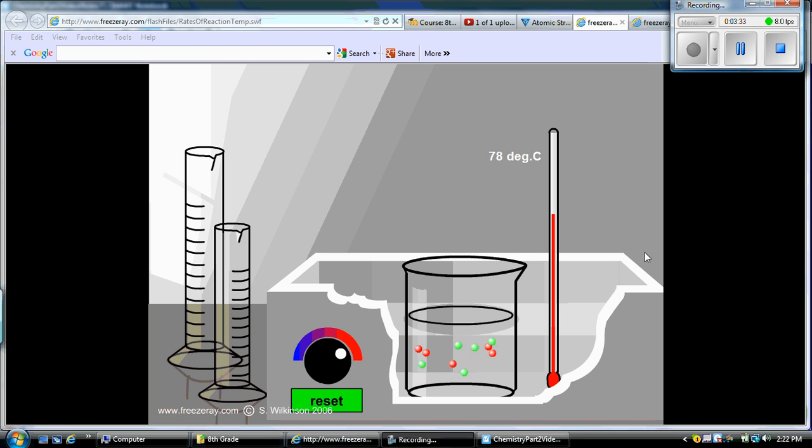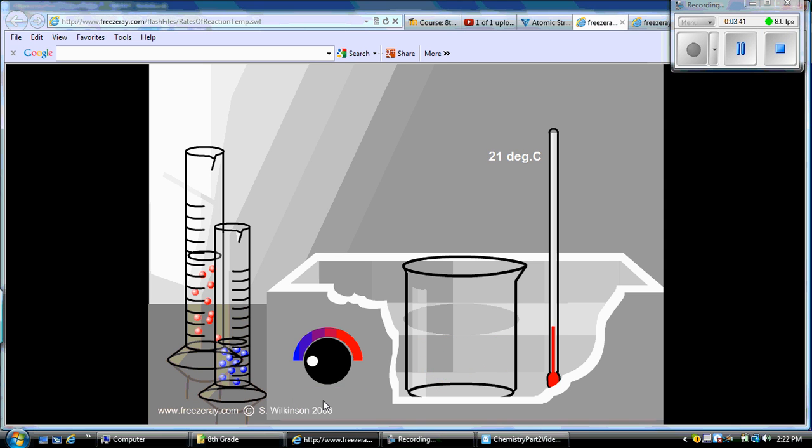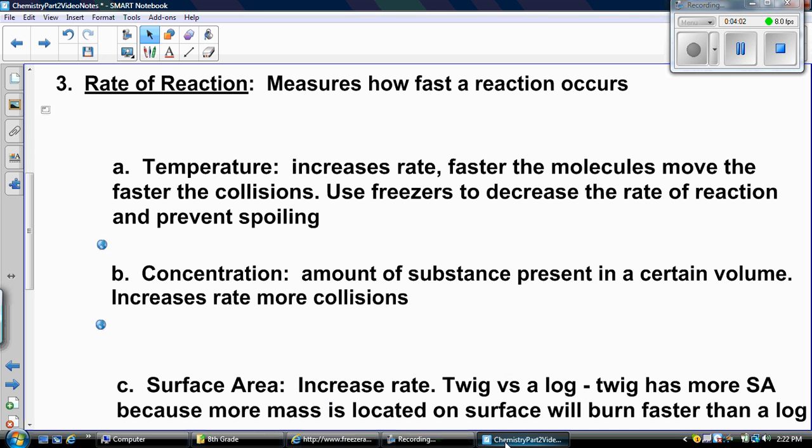Okay, so now I increase the temperature. Notice how fast the molecules are moving and how often they collide. So temperature increases the rate of reaction. Okay, if I slow it down and add the same ones, they don't react very often. But if I increase that temperature, they're going to react a lot more often. See how quickly they're reacting? Okay, so temperature is one way that you can speed up the rate of reaction. Remember, you can also slow it down if you take away temperature or take away kinetic energy.